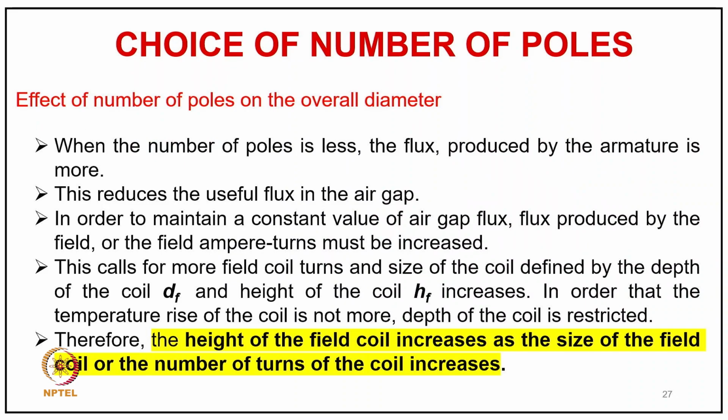The effect of the number of poles on the overall diameter: when the number of poles is less, the flux produced by the armature is more, and this reduces the mutual flux in the air gap.